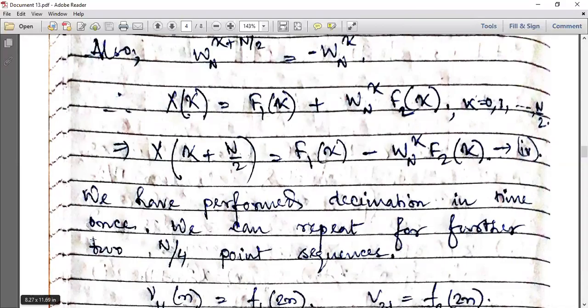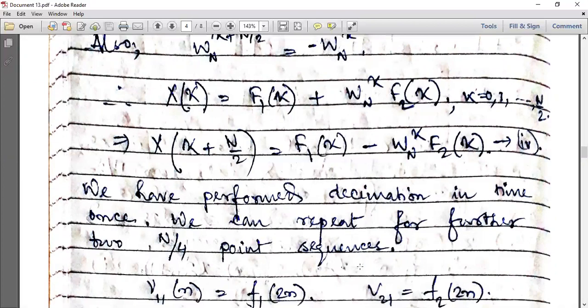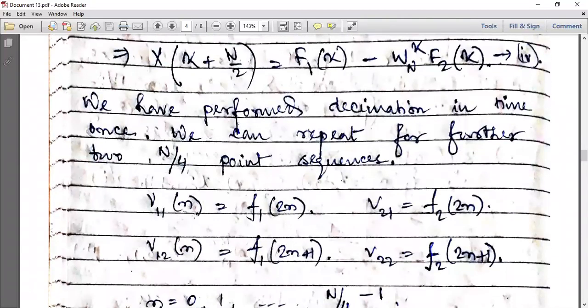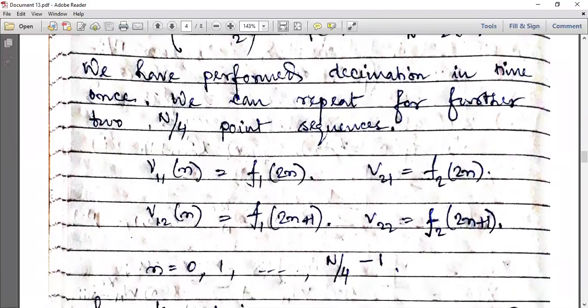Again, for one individual n by 2 sequences, we can split them into two n by 4 sequences. So that I have not done. We can repeat for further two n by 4 point sequences. So it will be like this: V11n equal to F12n, V21 equal to F22n, V12n equal to F1 of 2n minus 1, V22 equal to F2 of 2n minus 1. So, where n equal to what? N equal to 0, 1, up to n by 4 minus 1. Last time it was n by 2 minus 1, now it is n by 4 minus 1.